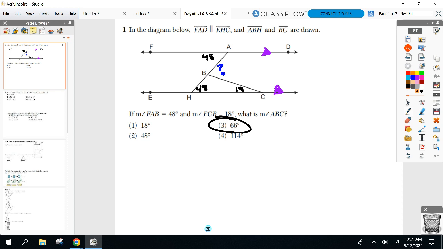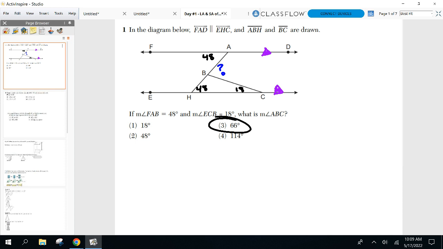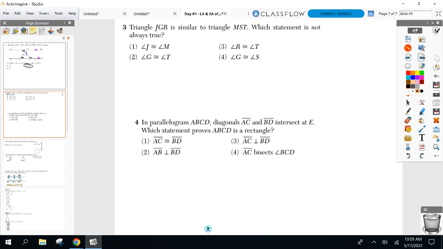Watch how quickly this changes to just another unit. So here's our parallel line unit. Now we go to question 2, and we're dealing with similar triangles. All right. This is all across the board. You guys have never experienced this before because of COVID. A test which covers the entire school year.